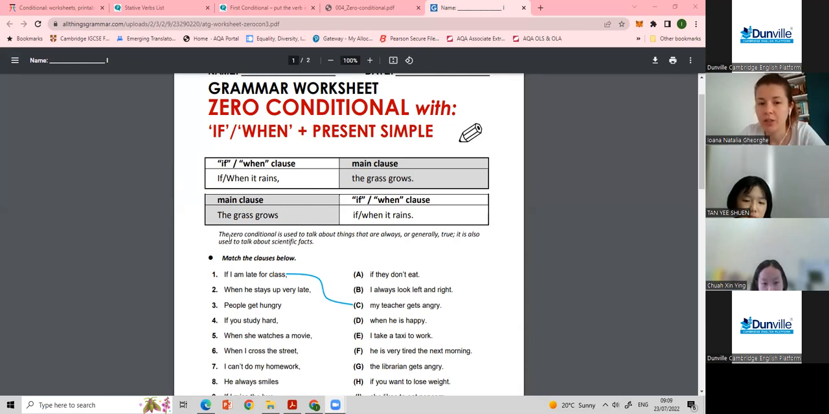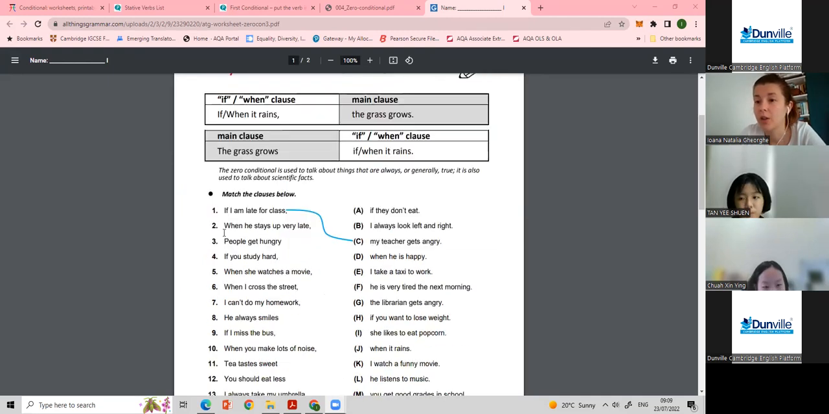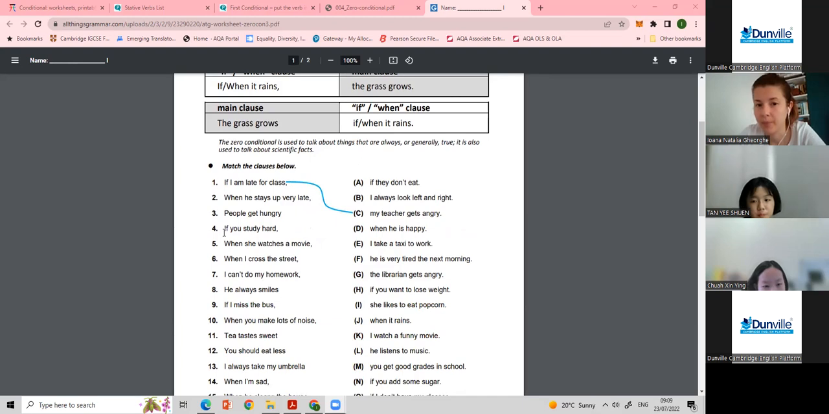And the zero conditional is used to talk about things that are always or generally true. So raining is something that happens, so it's a generally true action. And it is also used to talk about scientific facts. The earth is round, for example.